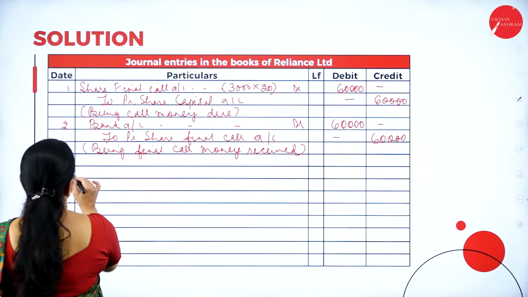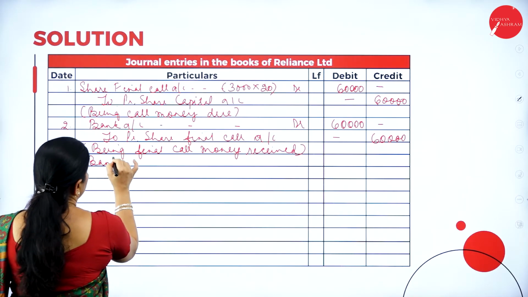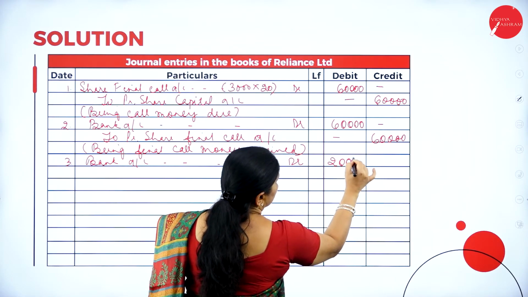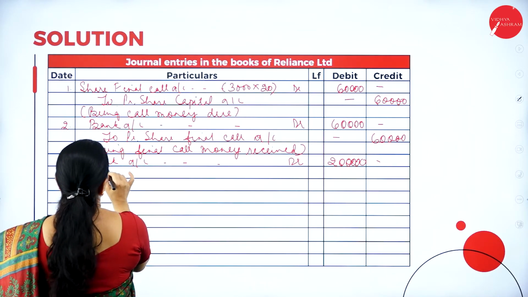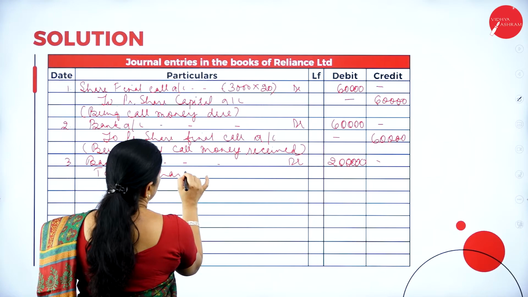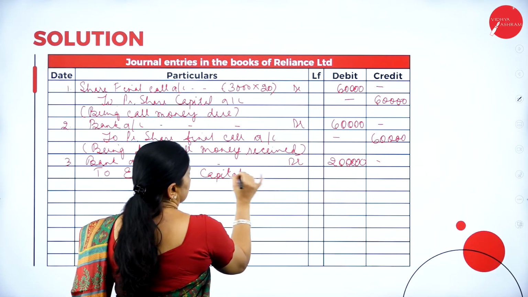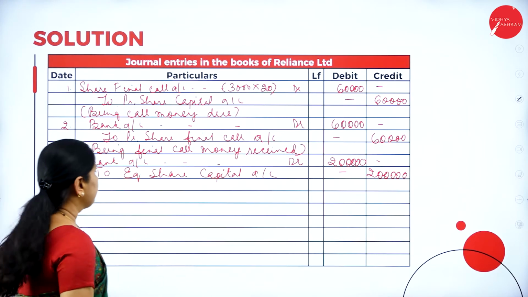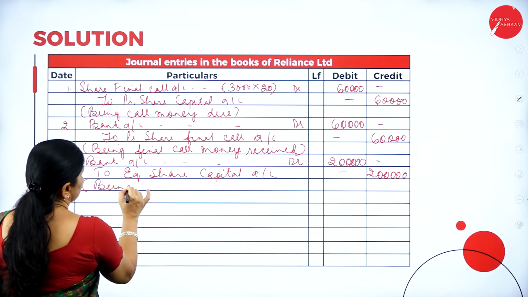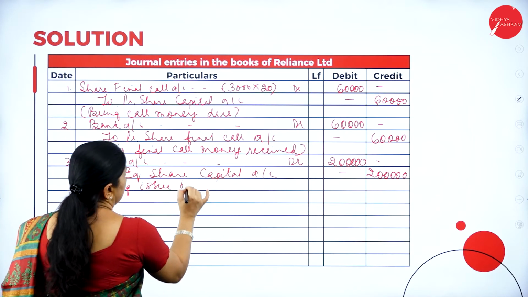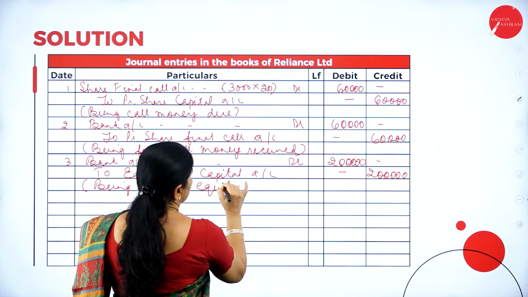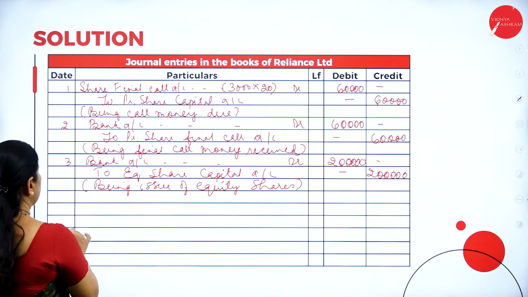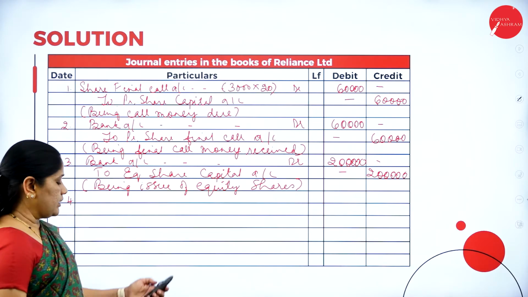So, I write next one, bank account debtor, 2 lakhs to equity share capital account, 2 lakhs, being issue of equity shares. Now, the next entry will be for adjustment of premium.